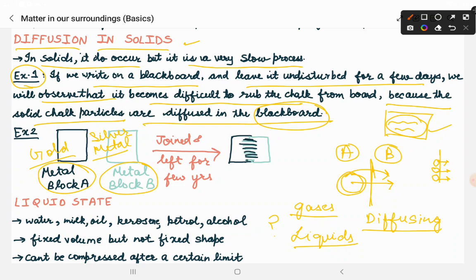Now what we are doing is we are just keeping them together. We are bringing these closer and keeping them together for a few years. After a few years when you see them again, they will appear like this. Means this gold and silver will have mixed together. Now you cannot separate these two. It means that the particles of gold from the solid metal had diffused into the silver, and similarly it happened from silver to gold.